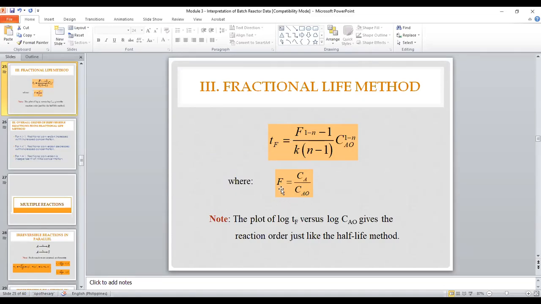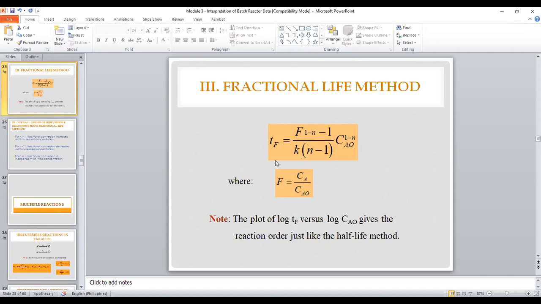So the F here is not representing the portion that has been converted, but rather the fraction of the entire initial concentration that remained unconverted. So this one is the unconverted portion. We divide it by the initial concentration, and that's the F that you're going to place here.